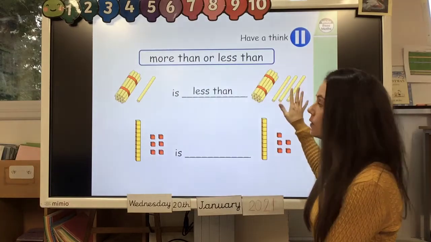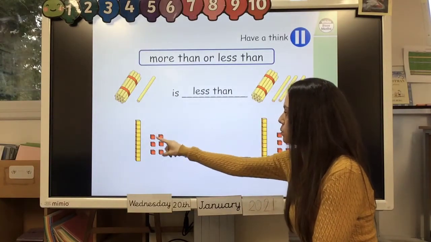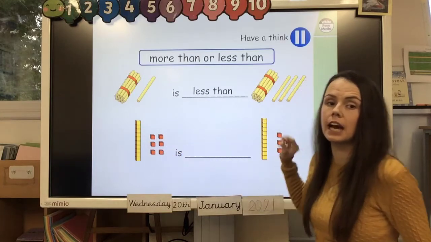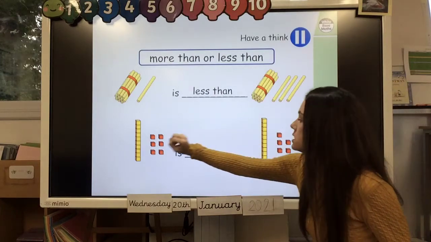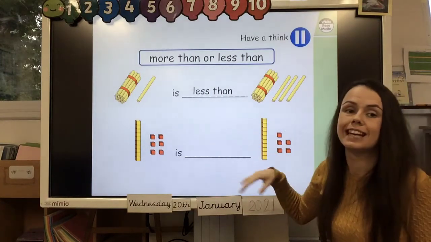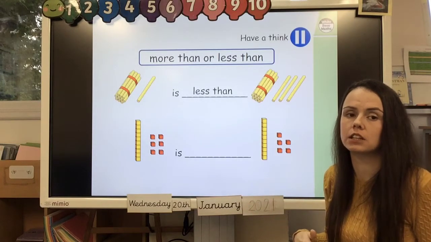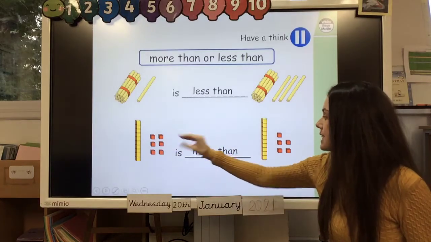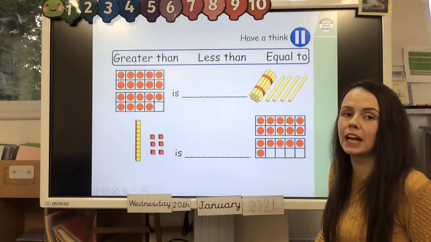So we've got more straws here. So now we've got our 10 stick and 6 ones. So 10, 11, 12, 13, 14, 15, 16. And 10, 11, 12, 13, 14, 15. So 16 and 15. Is 16 more than or less than 15? It's more than, well done. 16 is more than 15. Great work.